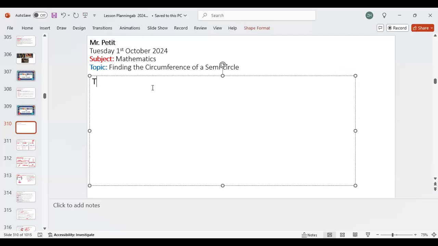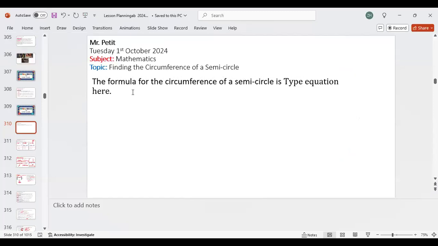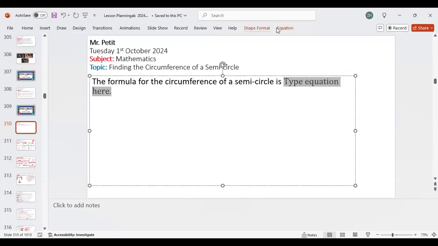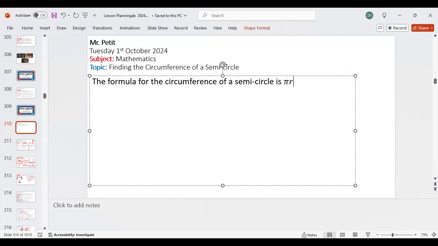So the circumference, you write this down now. So the formula for the circumference of a semicircle is, not 2 pi r, pi r plus 2r. So it's going to be pi r plus 2r.